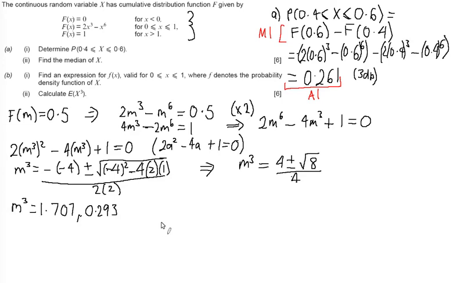Now, what I know at this point is that m has to lie between 0 and 1, so m cubed can't be greater than 1, it's got to be less than 1. So m is actually going to be the cube root of my second answer, which is less than 1, and so when I work through this, m is actually going to be 0.664 to 3 decimal places.